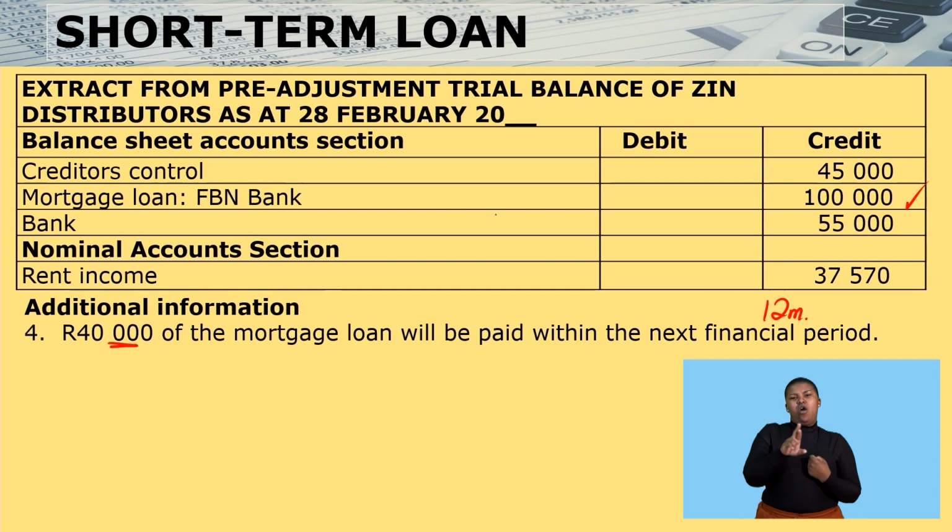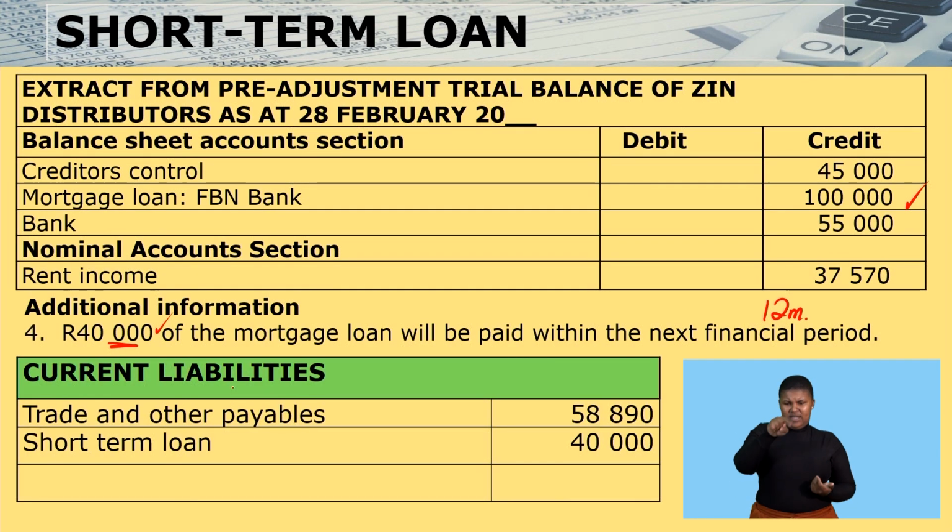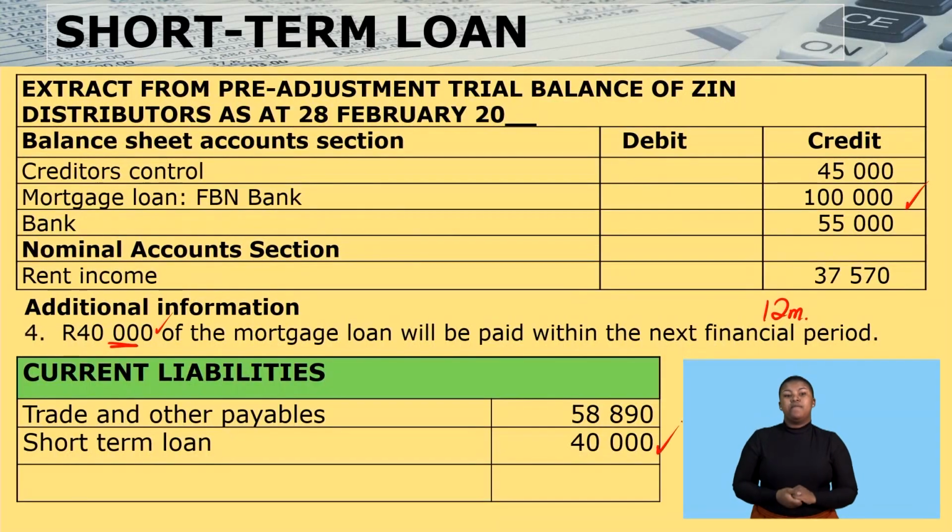So we will come now to our loan here, which is 100,000. Then that 40,000 is subtracted. But where do we take that 40,000 then? We take that 40,000 under my current liabilities. It simply means we are going to pay this 40,000 within the next 12 months, short-term, current liabilities. Liabilities or debts that must be settled within the next 12 months. So it comes down here, short-term loan or current portion of loan. Here's my 40,000. Remember where we got this 58,890 as well. So far I have my trade and other payables, and I have my short-term loan.